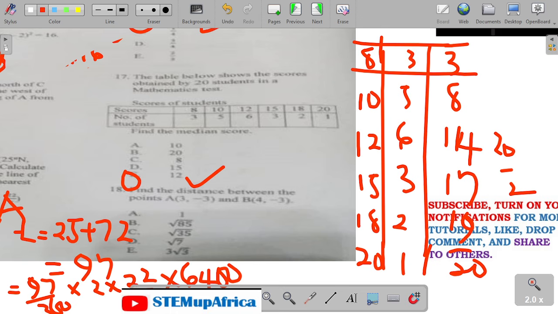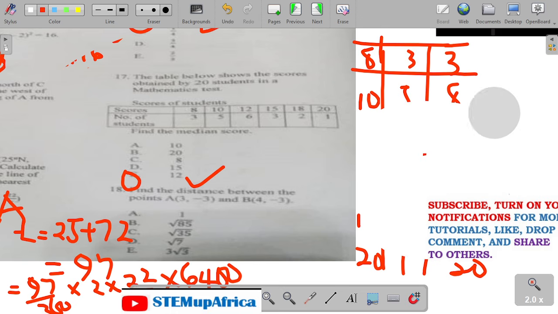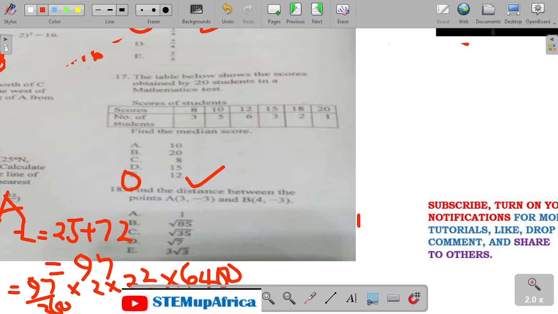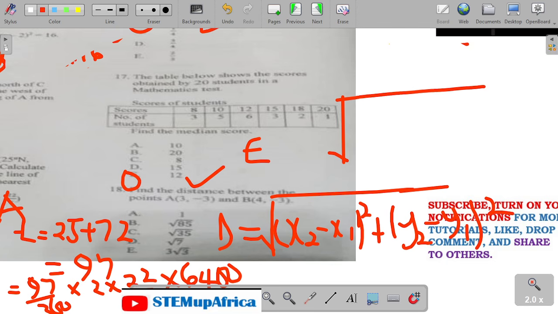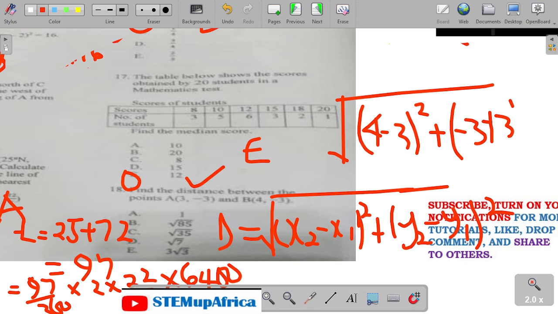Then you see, calculate the distance between 2 points. It gave us 2 points. Let's get the distance. Number 17 is E. Distance D is written as the square root of x2 minus x1 squared plus y2 minus y1 squared. My x2 is 4, so I'm having 4 minus 3 squared plus y2 minus 3 plus 3 squared. So I'm just having the square root of 1, or here is 0. The answer is 1.